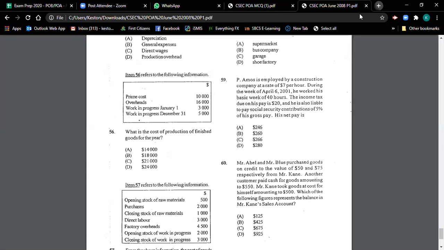What the hell is happening here? Look at June 2009 paper. So we work our way back up to the top.